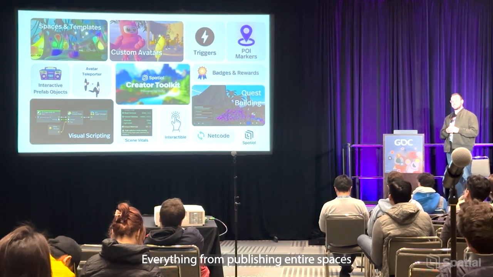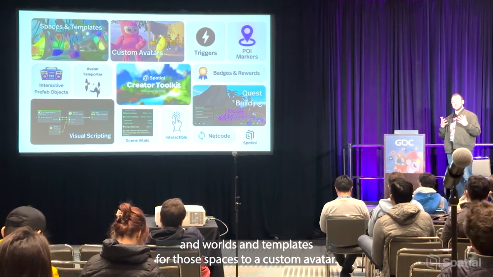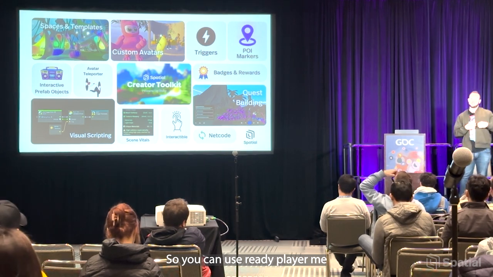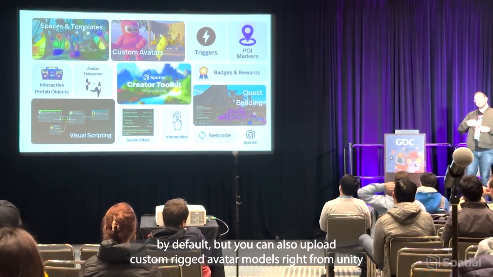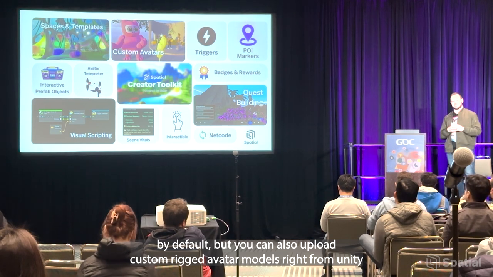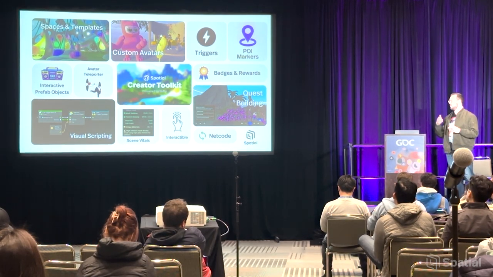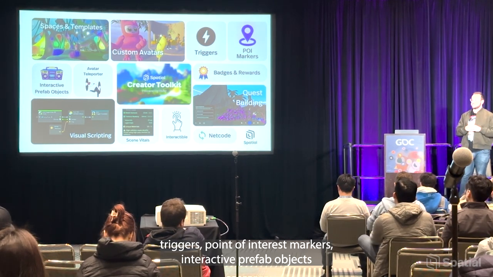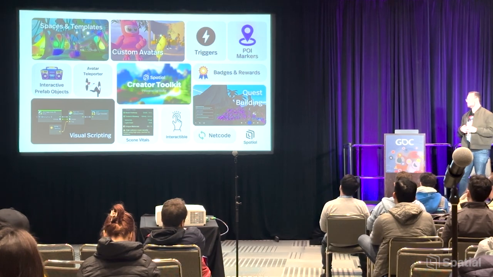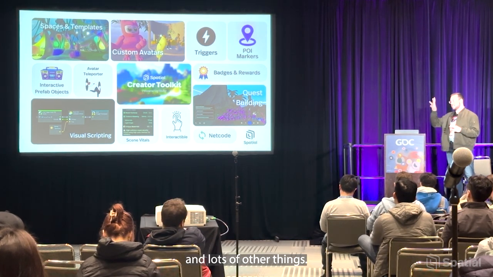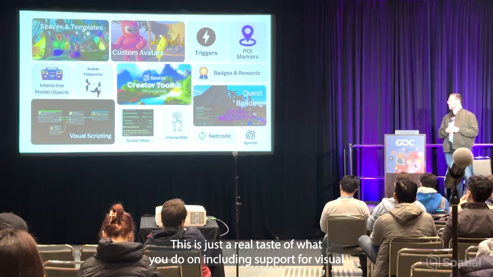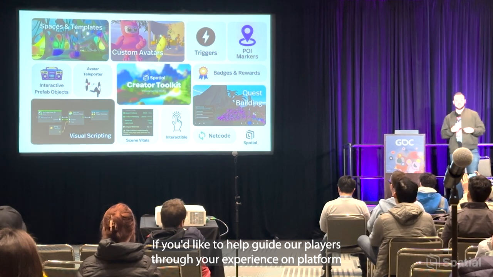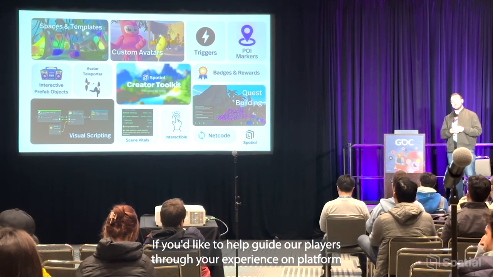It's very similar to the ones that you saw just a few minutes ago. Everything from publishing entire spaces and worlds and templates for those spaces to custom avatars. You can use Ready Player Me, which we have integrated into Spatial by default, but you can also upload your custom rigged FBX avatar models right through Unity. Things like triggers, point of interest markers, interactive prefab objects, so people can walk up to, say, a jukebox and play music, and lots of other things. This is just a real taste of what you could do, including support for visual scripting and a quest building system that you can use if you'd like to help guide players through your experience on the platform.